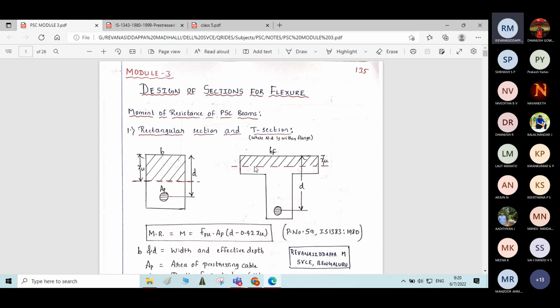Model 3 is about designing the sections for flexure. Not only designing the PSC sections, analysis is also there. Analysis means finding the moment carrying capacity of the pre-stressed concrete beam. That will also be there. Therefore the course outcome of this model is, after successful learning of this model, you will be able to analyze and design a pre-stressed concrete beam.